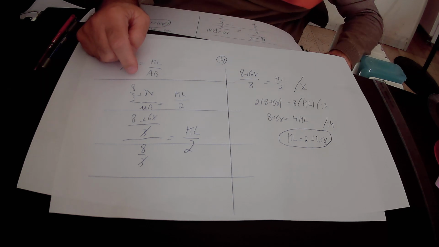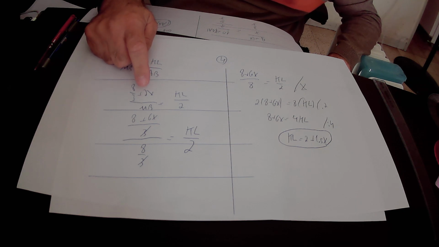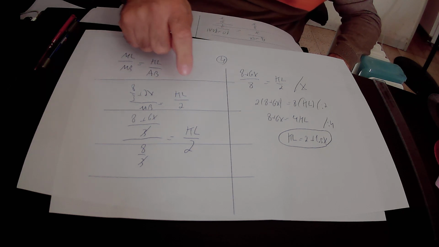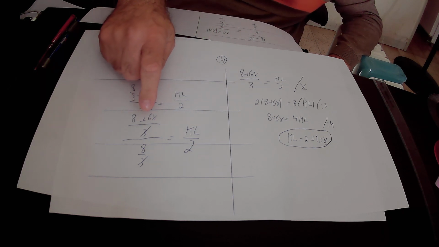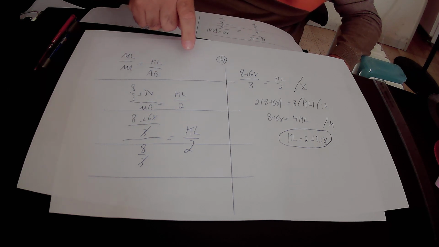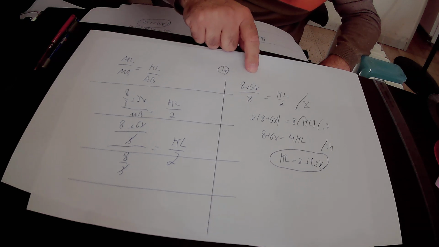Here we did a common factor: we multiplied 2x by 3 and then divided by 3 in order to have a common factor of 8 over 3. So 2x times 3 is 6x, so we have 6x plus 8 over 3, over 8 over 3, equals KL over 2. We have 3 in the numerator and 3 in the denominator, so 3 will get cancelled. And finally we found out that 8 plus 6x over 8 equals KL over 2.